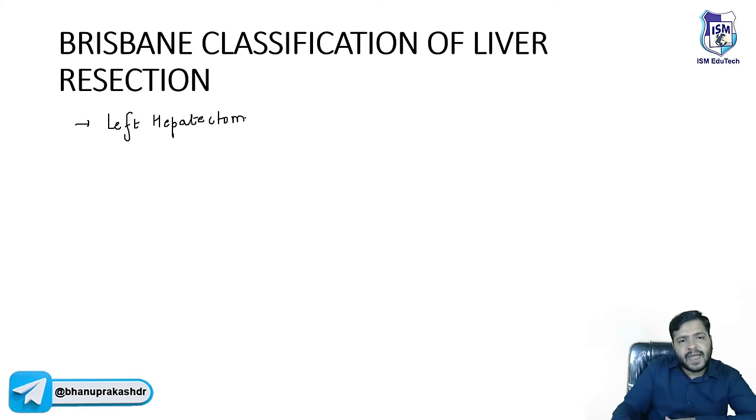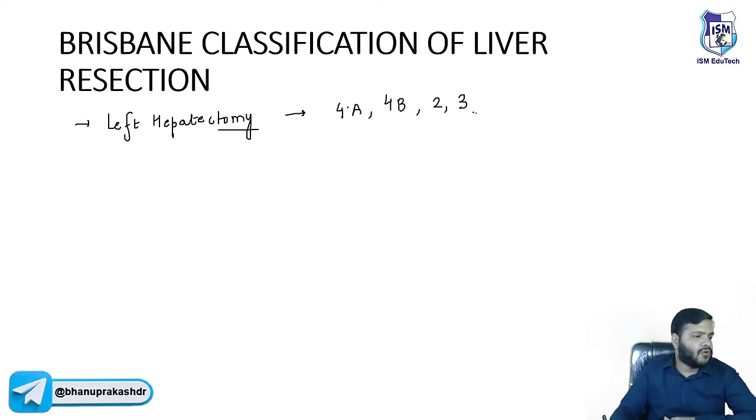Hepatectomy, left hepatectomy. You already know, -ectomy means to cut. Hepat means liver. Liver ka part cut karna hai. When I say left hepatectomy, it clearly indicates we have to remove the segments 4A, 4B, 2 and 3. Okay. 4A, 4B, 2 and 3. So these all segments have to be removed in left hepatectomy.